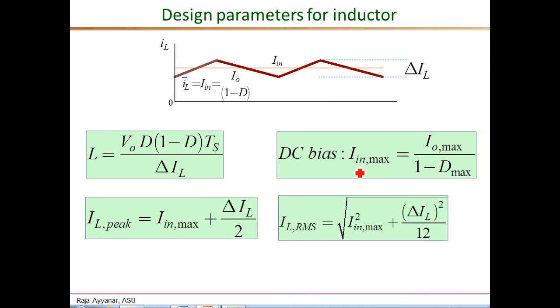And finally, the RMS current is an important parameter to design the wire gauge for the inductor windings, and that is given by this expression.